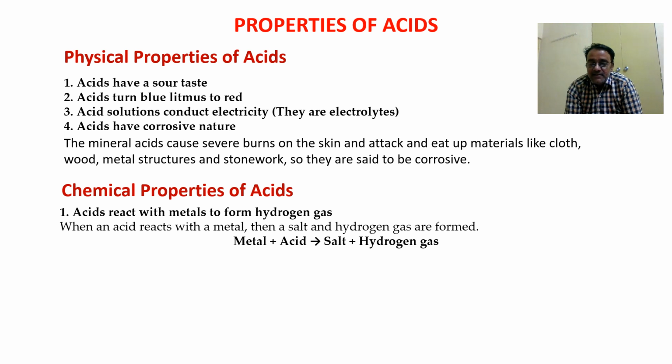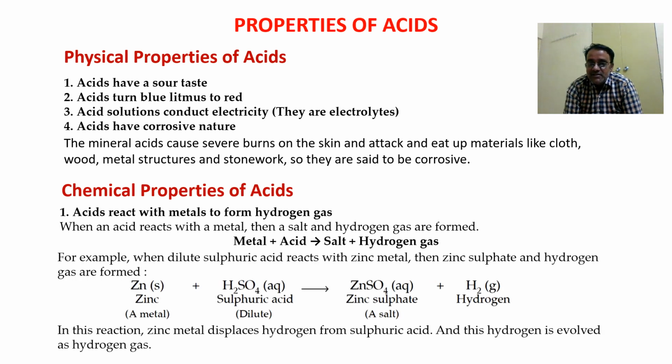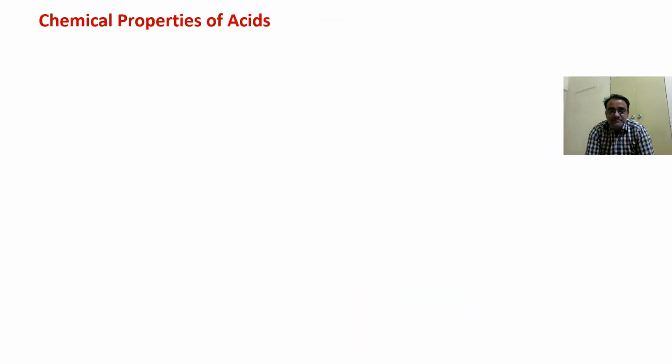And we'll see one example. When dilute sulfuric acid reacts with zinc metal, then zinc sulfate and hydrogen gas are formed. In this reaction, zinc metal displaces hydrogen from sulfuric acid, and this hydrogen is evolved as hydrogen gas. So this is the example, and this is a very important chemical property. And let us move towards the second one.